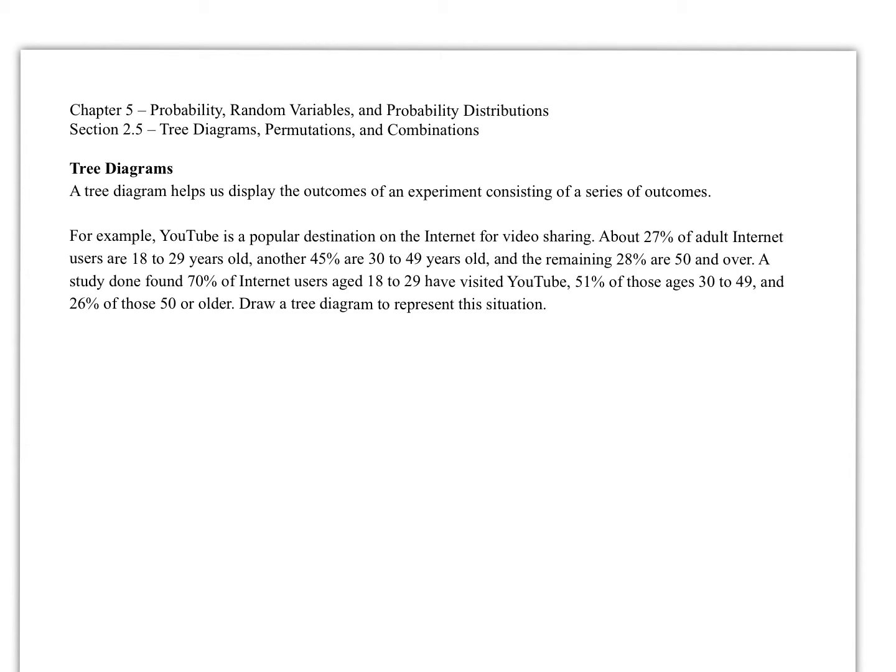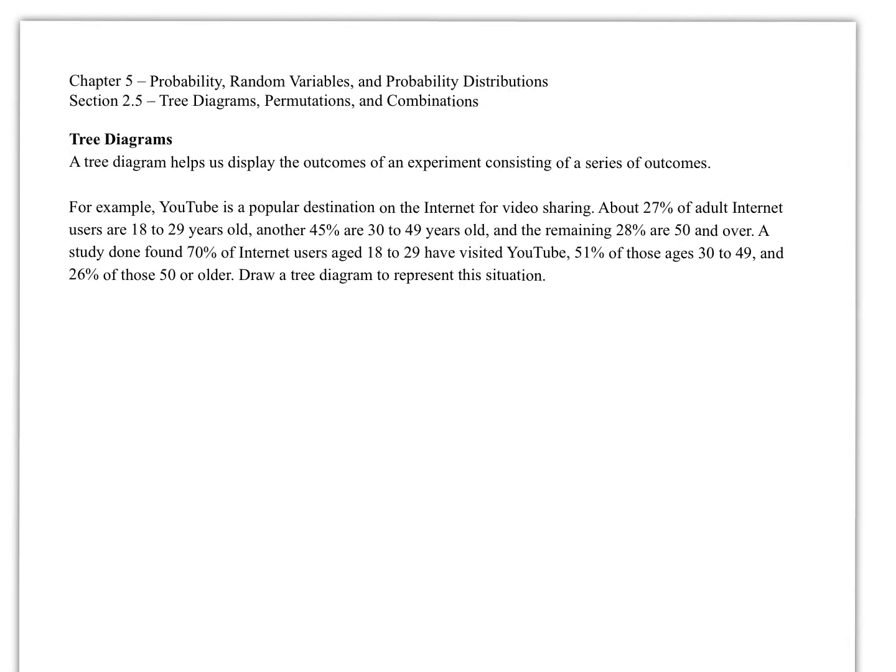So before we move on to section 3, we're going to do this section 2.5, where we talk about tree diagrams, permutations, and combinations. So a tree diagram helps us display the outcomes of an experiment consisting of a series of outcomes. So it's more useful if you're going to do conditional probability, it's very useful for that. And if you obviously have multiple events. So the best way to kind of talk about tree diagrams is through an example.